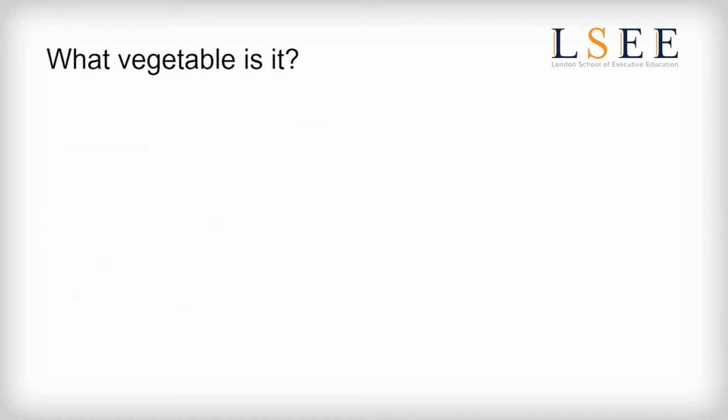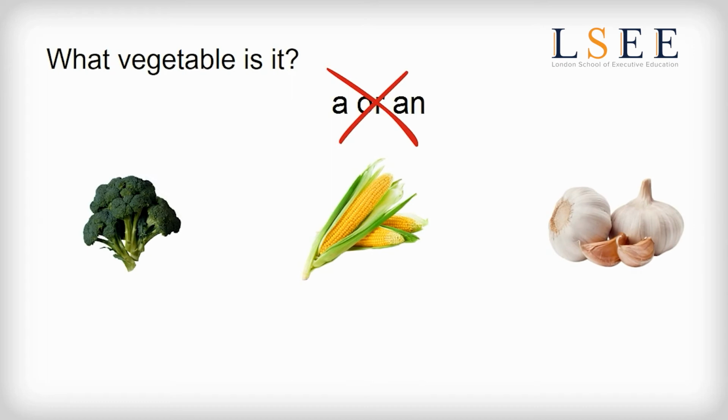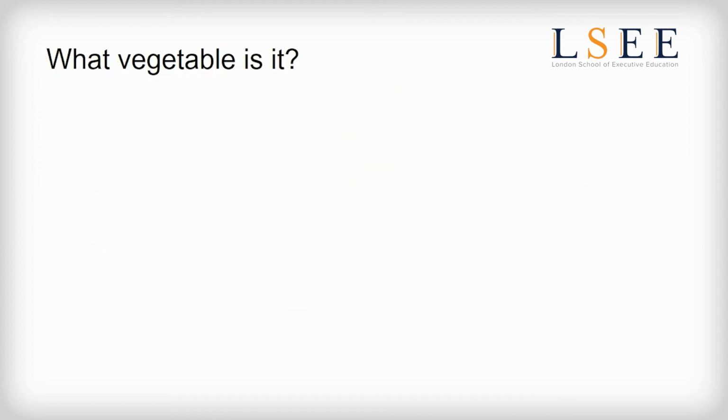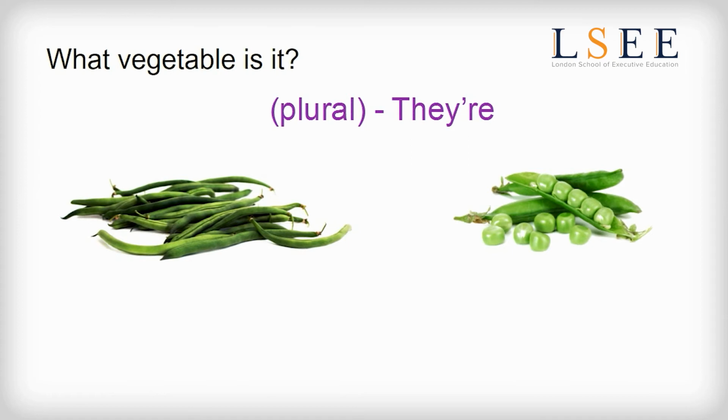What vegetable is it? For these, we don't use a or an. What vegetable is it? It's broccoli. It's sweet corn. It's garlic. What vegetable is it? For plural, we use they're. What vegetable is it? They're green beans. They're peas.